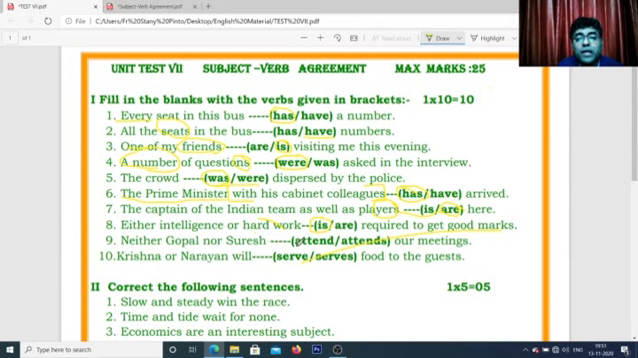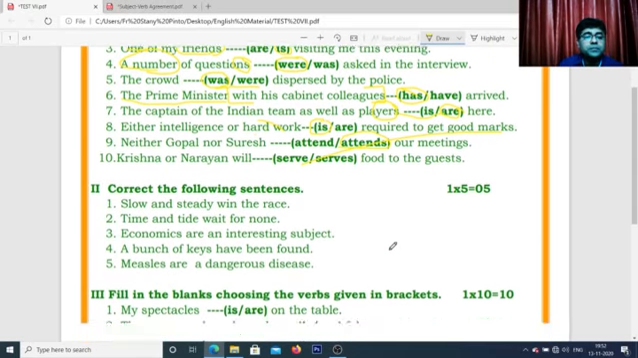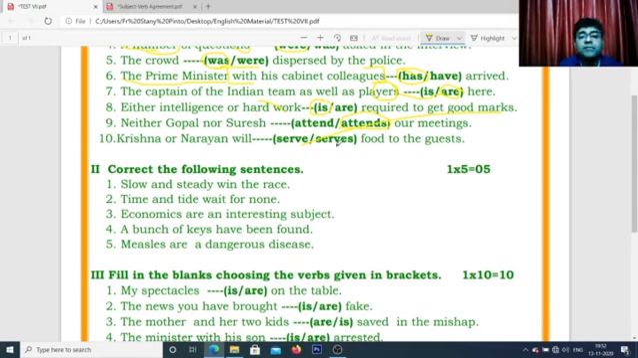Neither Gopal nor Suresh dash our meetings. Neither Gopal nor Suresh attends our meeting. Why? Because neither, okay, neither Gopal nor Suresh, no one, singular, nobody, singular subject, hence it is attends. Krishna or Narayana will dash food to the guest. Krishna or Narayana will serve. Krishna or Narayana will serve food to the guest. Will serve.